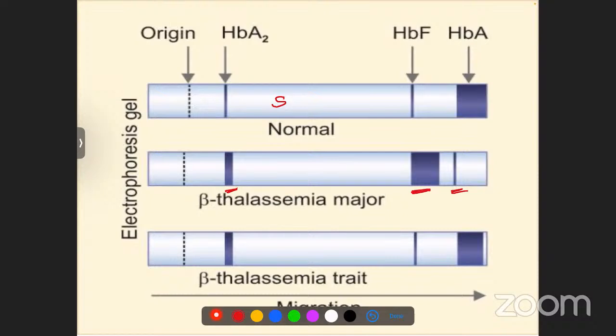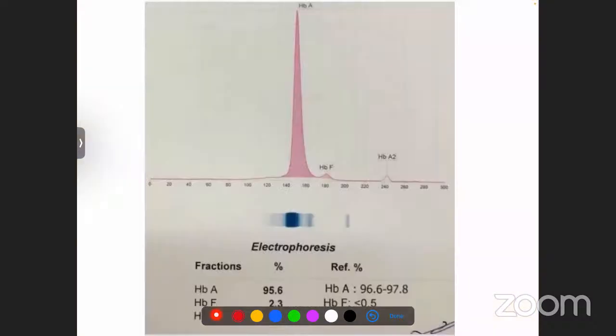In a trait, some amount of A is there. As you can see in this picture, in normal it goes till here, whereas in trait only some amount will be there. So that is the trait. Okay, this is another electrophoresis picture where you can see hemoglobin A, the adult hemoglobin, so much is there. In addition, some amount of fetal hemoglobin and some amount of hemoglobin A2 is also there. So this is a classic case of beta thalassemia trait.